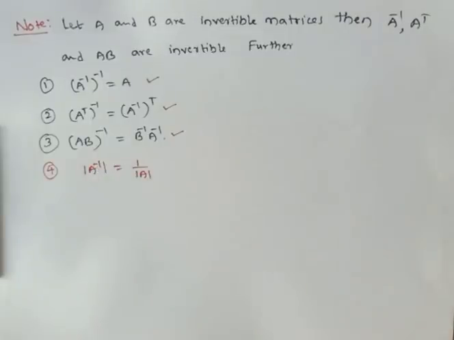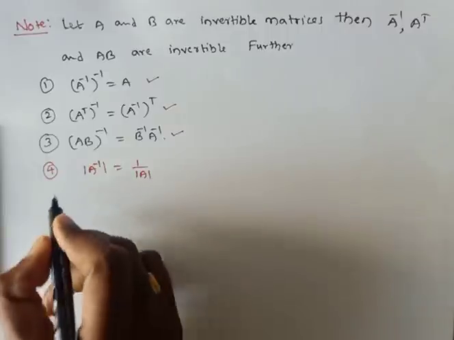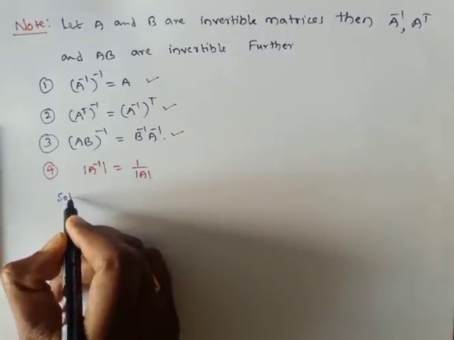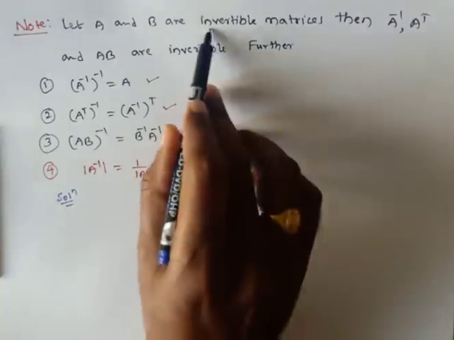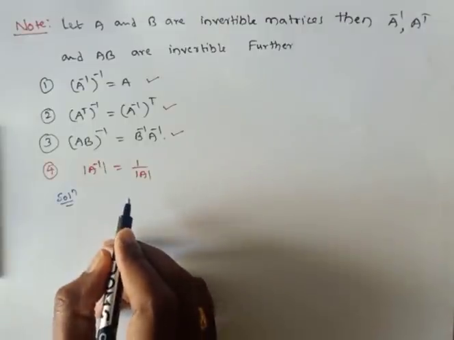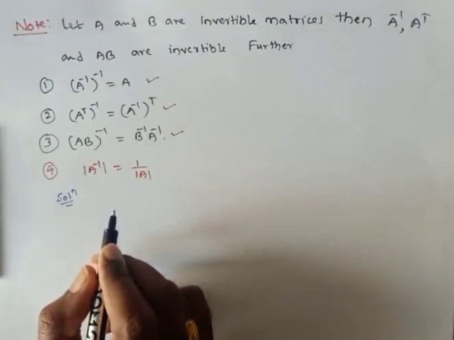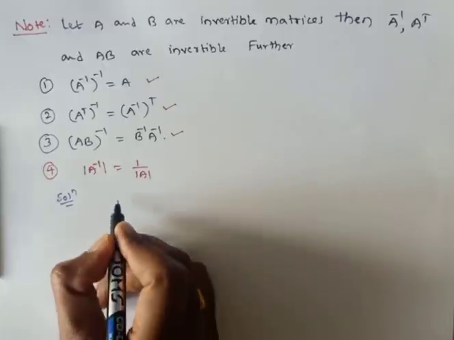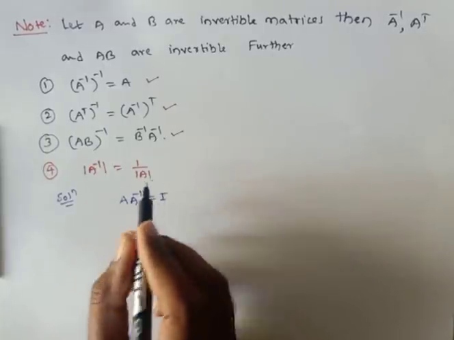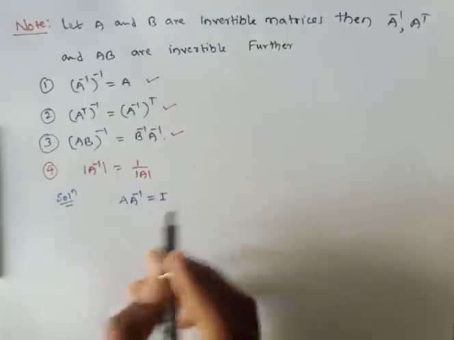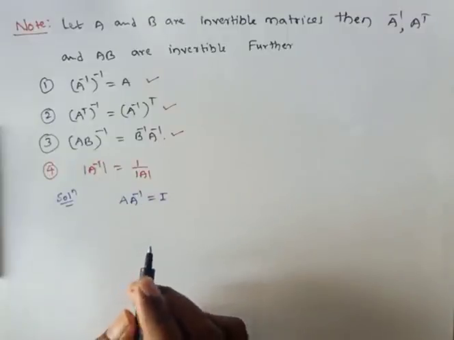Okay, determinant of A inverse is 1 by det A. So let's see the solution for this, only the fourth one. Here it is already given that A is an invertible matrix. A is invertible means A into B equals I, or B into A equals I, or we can write it as A into A inverse is also I. A has an inverse means A into A inverse is compulsorily an identity matrix.